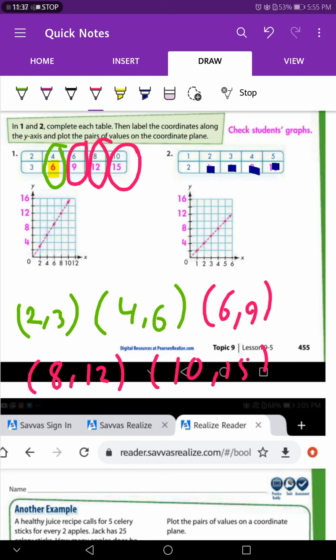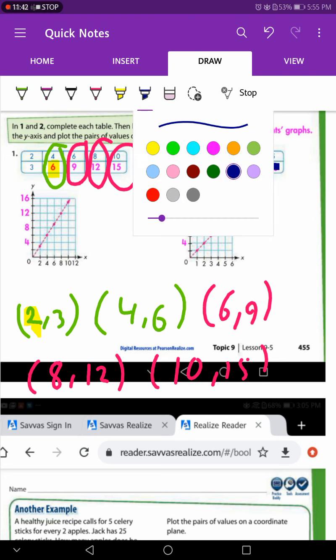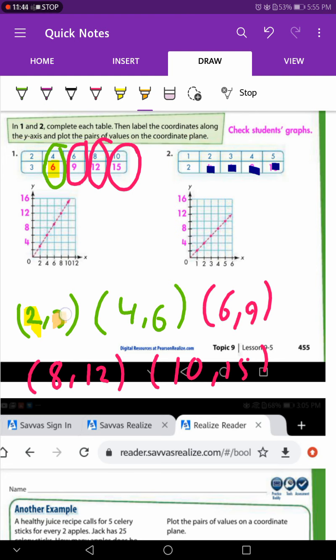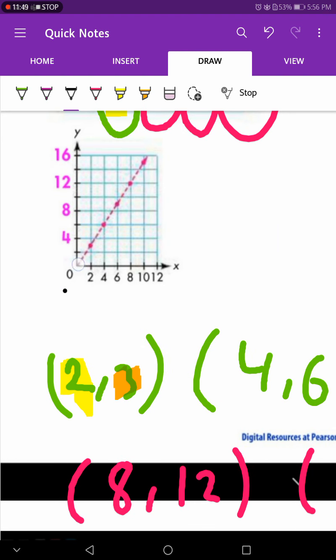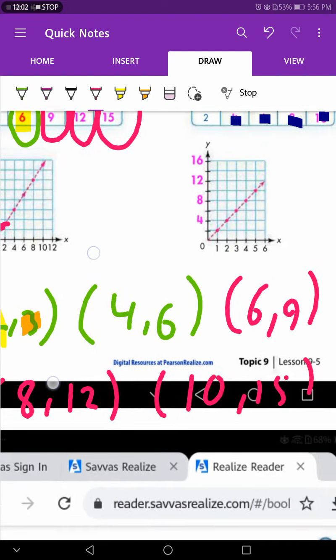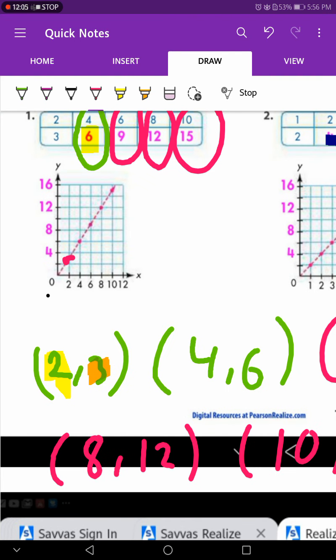And then we represent this to the right and this to the left. Okay, see? 2 to the right, 3 up here. Okay, so this is the point. Now the second one, it's 4 to the right and 6 up.